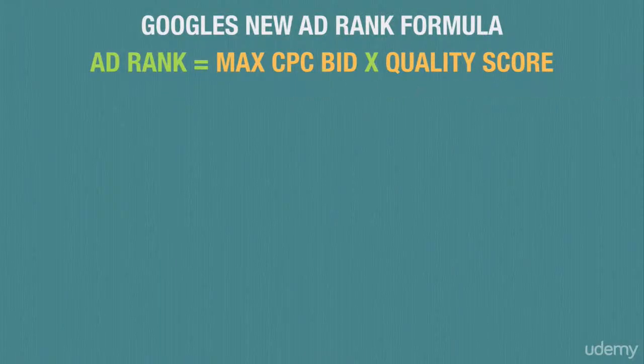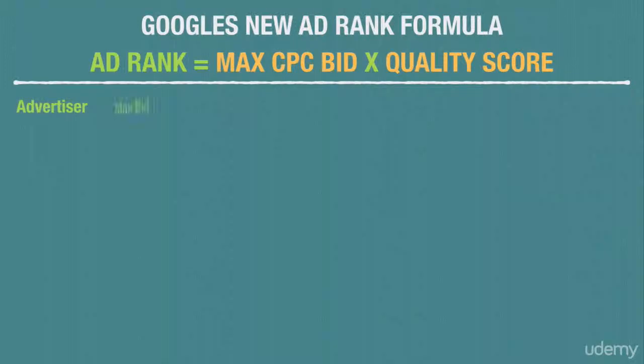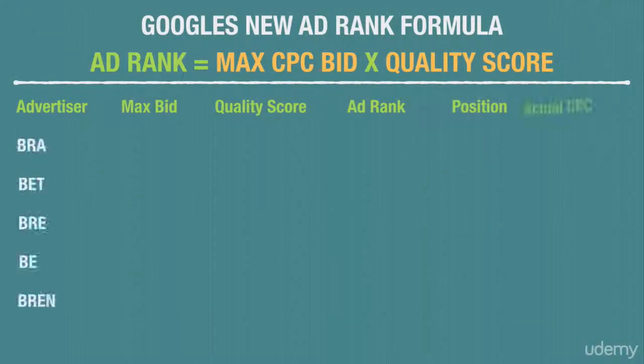Let's create a sample auction with some of our old friends, but now we'll add a couple of women into the auction. So in this example, we're going to have Brad, Beth, Brett, Ben, and Brenda all bidding on the same keyword. For the sake of the example, let's assume that there are only 4 available ad slots on this particular search results page, so only 4 of these 5 advertisers are going to win an ad spot at this auction.